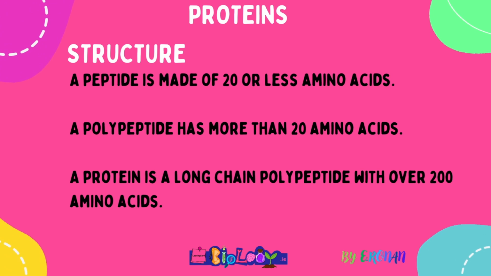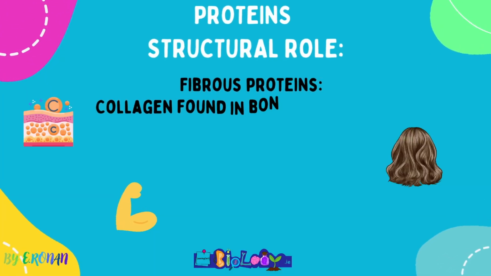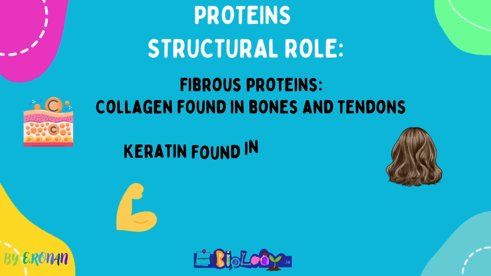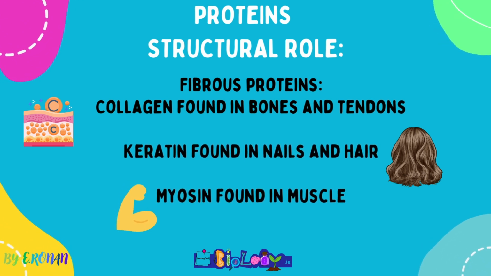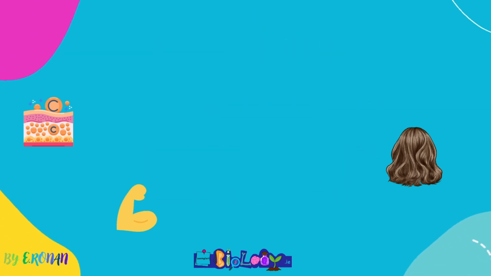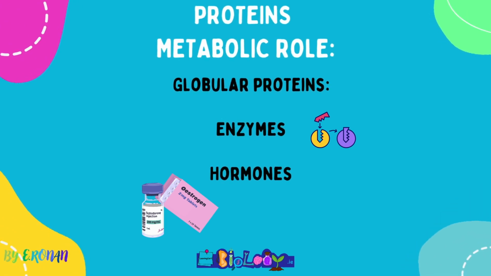So as always, as with all of our biomolecules, we are going to have to give a structural role first. We have fibrous proteins such as collagen found in bones and tendons, keratin found in hair and nails, and myosin found in muscles. So these proteins are folded into long fibers. So that is the structural role of a protein. And then we have the metabolic role. Globular proteins, so we have enzymes and hormones. Remember, enzymes speed up chemical reactions without being consumed. Globular proteins are folded to form 3D shapes.